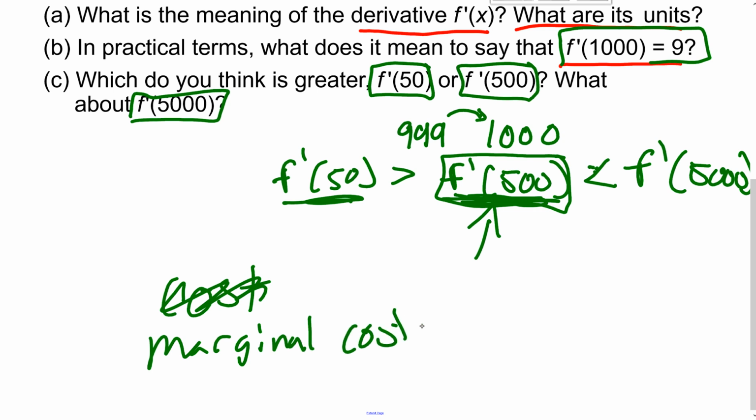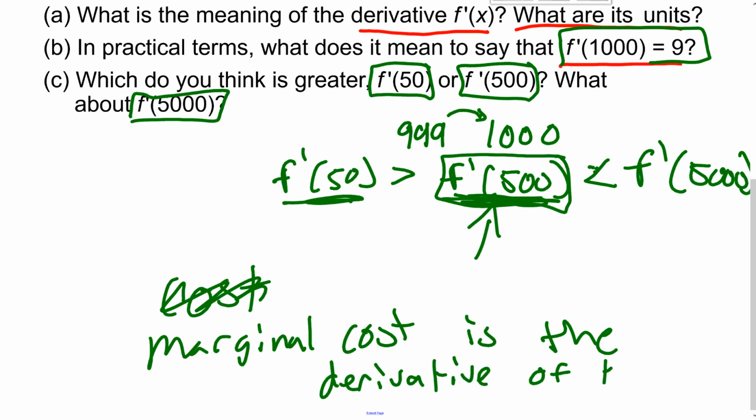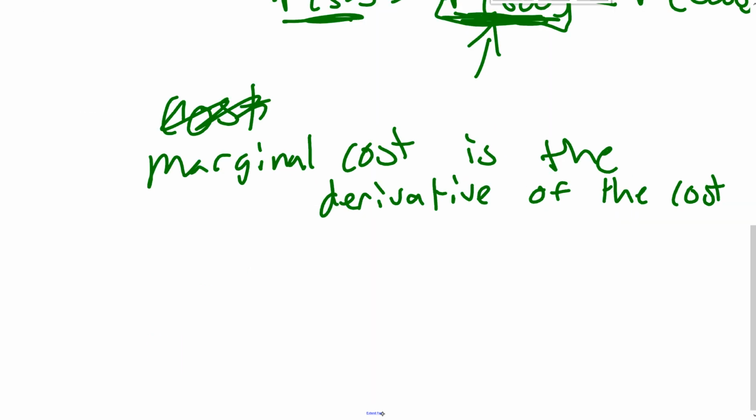We want this marginal cost, which is the derivative of the cost function. So the cost function is how much it costs to produce items, right? Where the derivative, the marginal cost, is how much it costs to produce the next item, right?